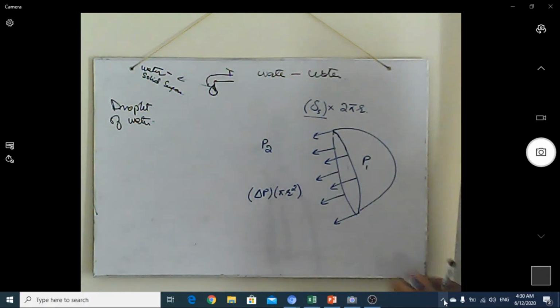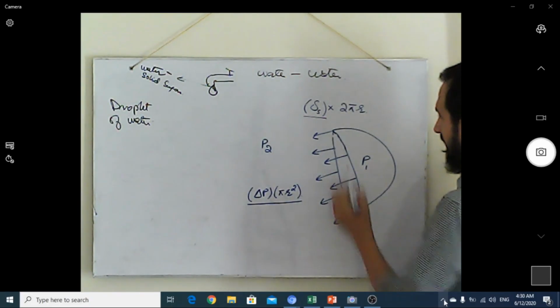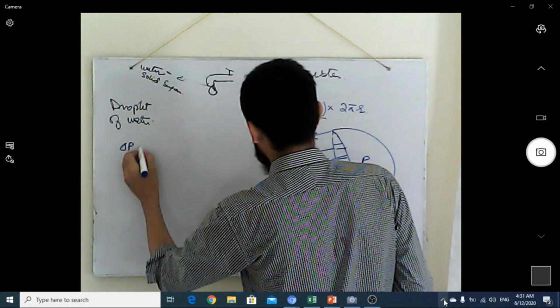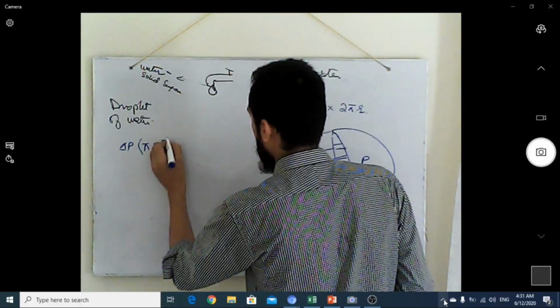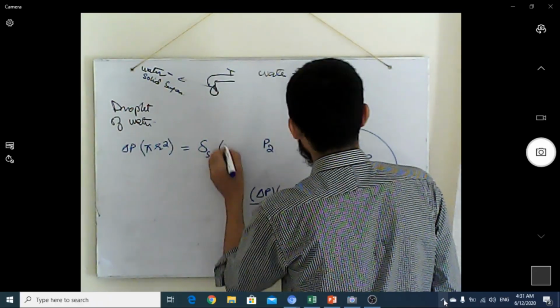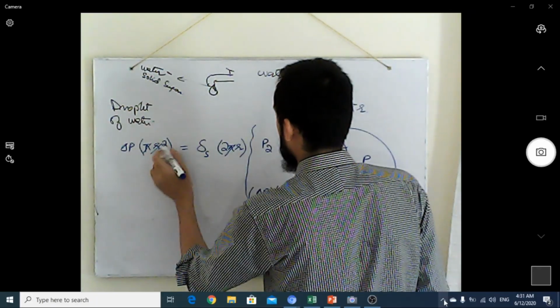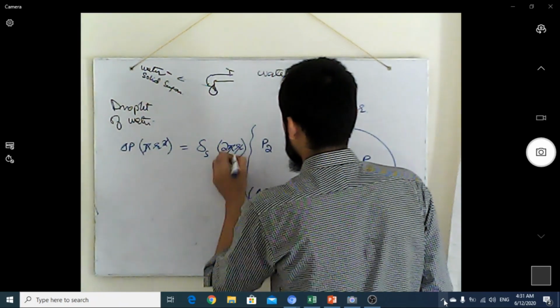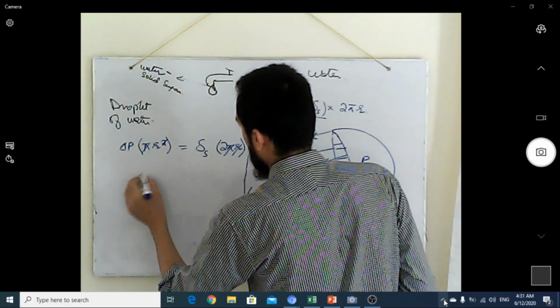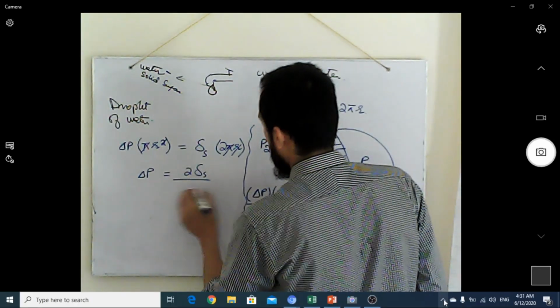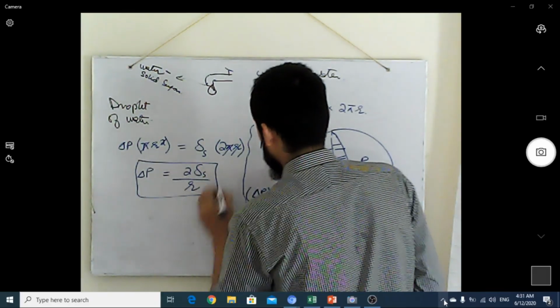On the other hand, the other force, which is the change in pressure, is applicable on this complete area, pi r square, which is circular. When both these things are balanced, the droplet won't spread into the environment. So we equate: delta P times pi r square is equal to surface tension into 2 pi r. The r square will cancel out an r, and we can say that the change in pressure will be equal to twice the surface tension over the radius. This is for a droplet.